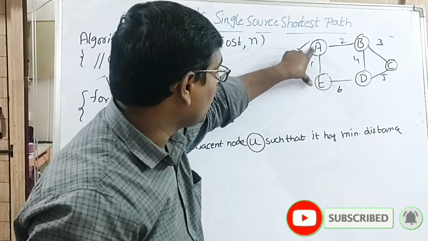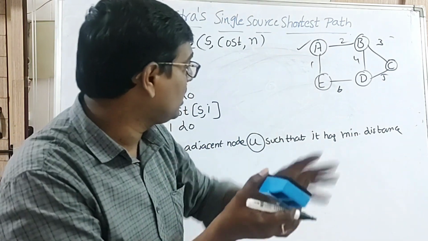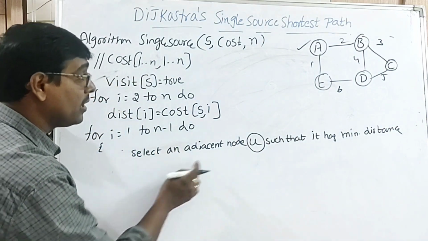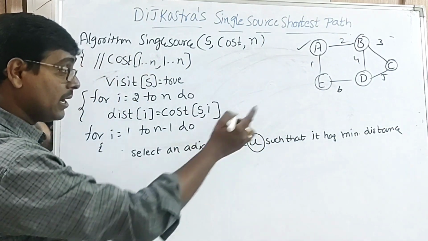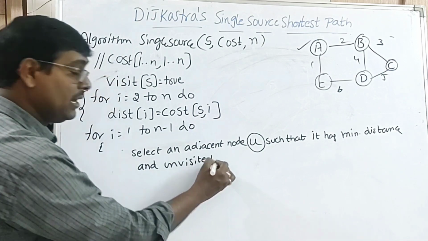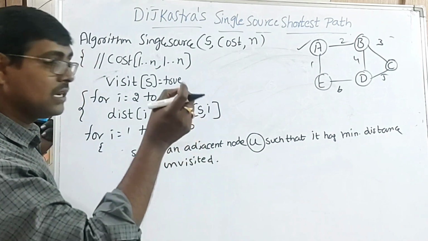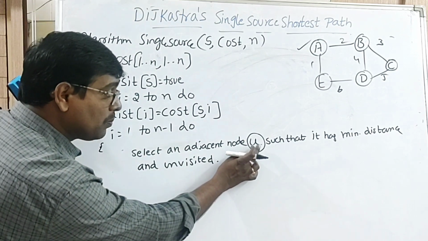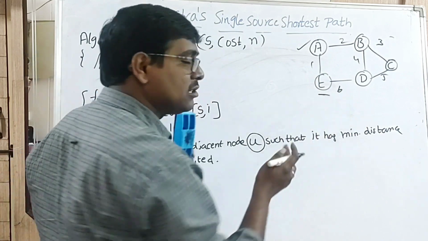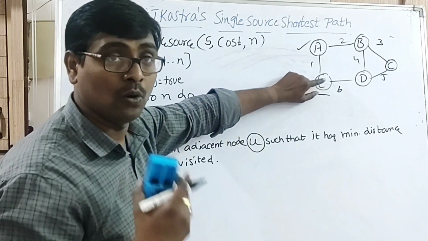That means for A, you have to select one adjacent vertex such that it has the minimum distance, and one more important thing is that it is unvisited. Minimum distance and unvisited. If the node is already visited, the process is repeated again and again. That is the reason it must be unvisited. Once that particular node is selected, now E is selected.